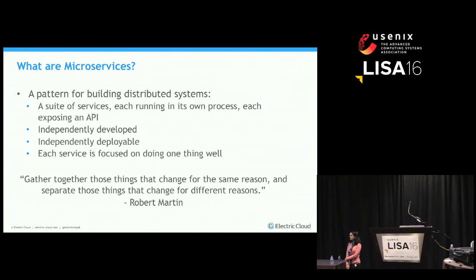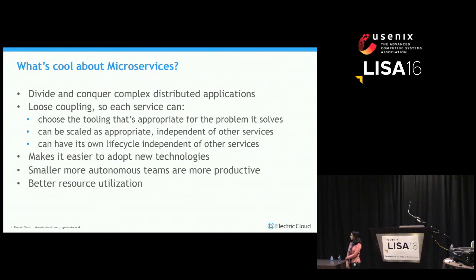So microservices, it's a way of building distributed network services. The idea is to have each service do one thing, do it well, and run separately in its own process, probably on its own system. They should be independently deployable and independently developable. If they're not, then you're going to lose out on a lot of the potential benefits of microservices. And the idea is, get together all the things that change for the same reason and move away the things that change for different reasons.